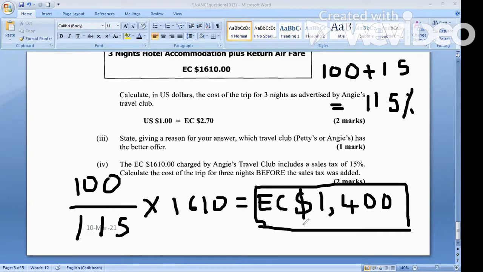I get $13.99, 509. When you divide 100 by 115, you round it off and use some of the decimals, not true? But if you approximate it, you will get 1,400. So if you find 15% of 1,400 and add it, you'll get back the 1610.